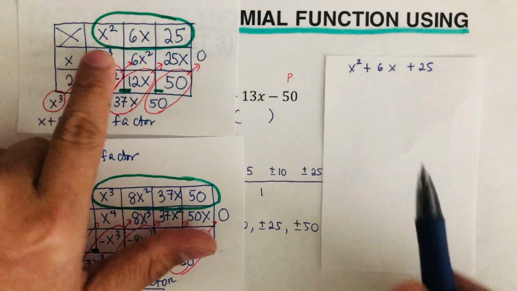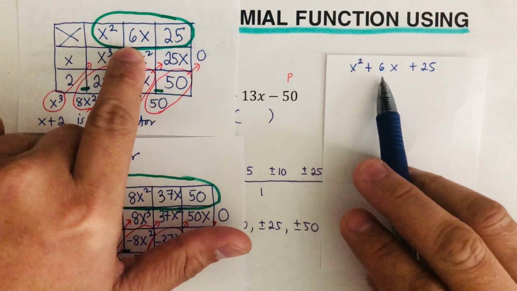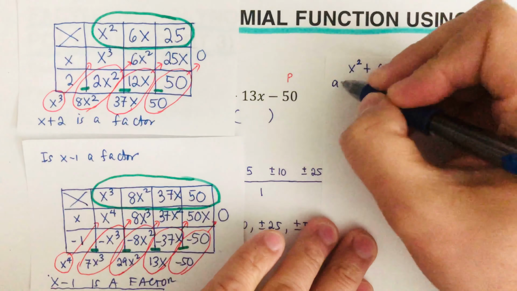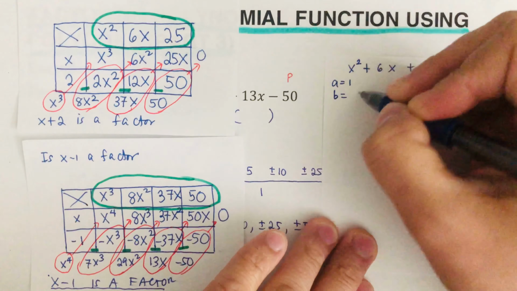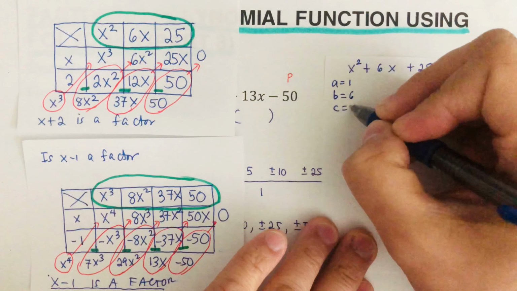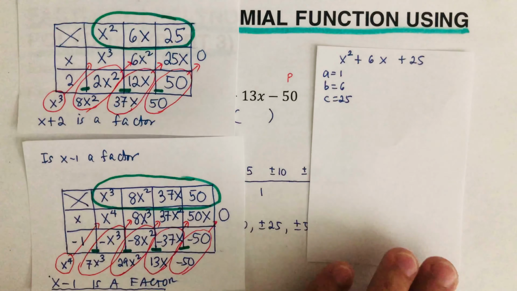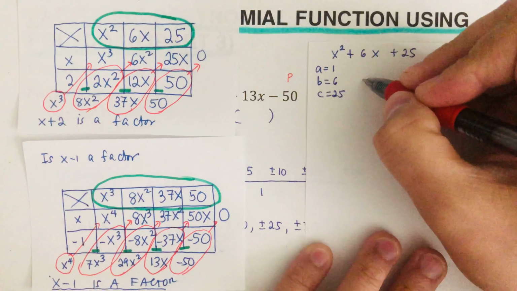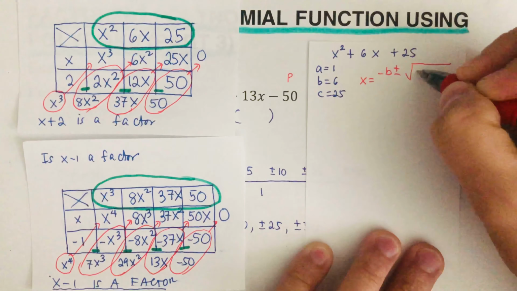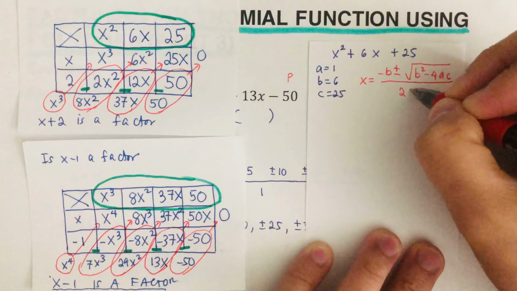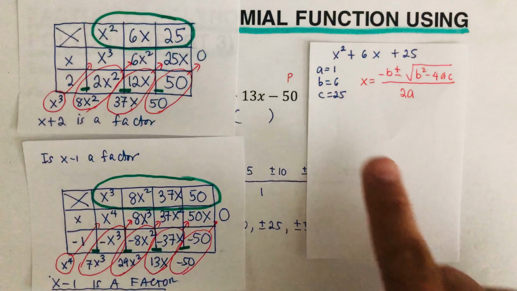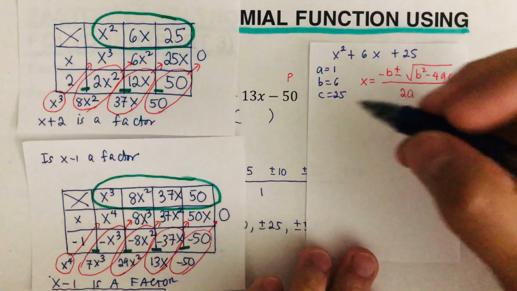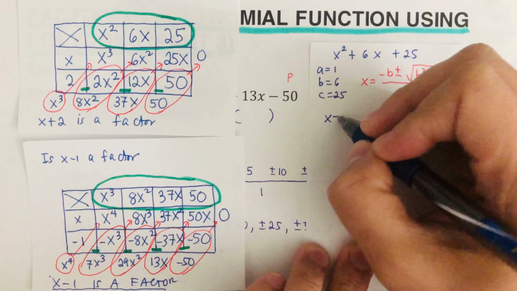Okay, so we are now trying to factor this out using the quadratic formula. From here, we can go ahead and say that our A is 1, our B is 6, and our C is 25. So we're going to use the quadratic formula to solve for x. And again, this is the quadratic formula. Okay, so we are going to plug in the A, B, and C into the formula so that we can solve for x. So in this case right here, we can go ahead and plug those in.